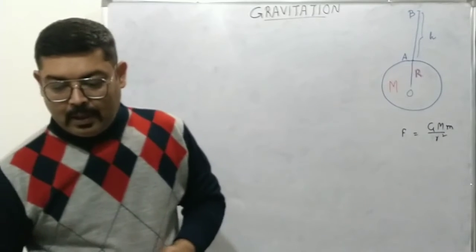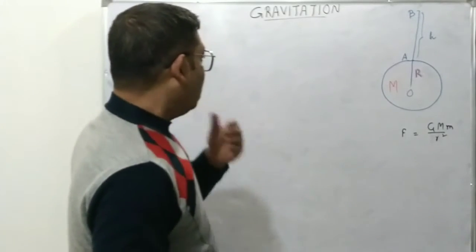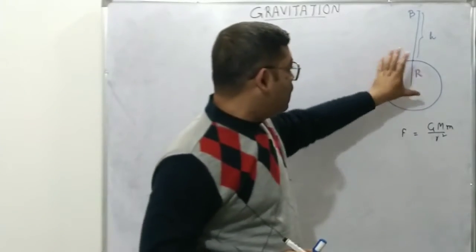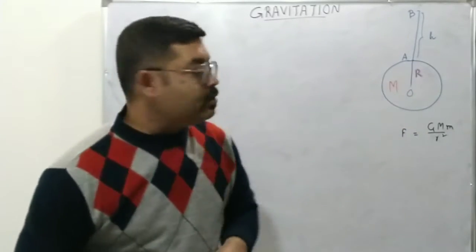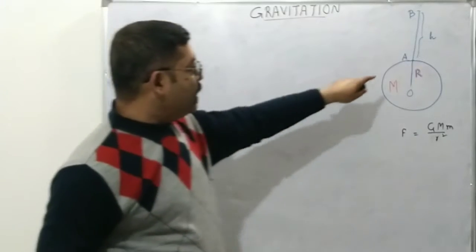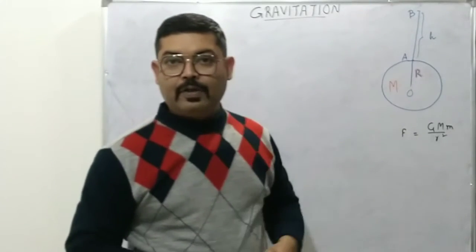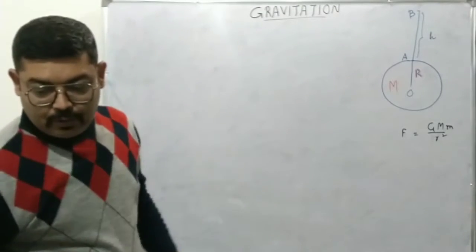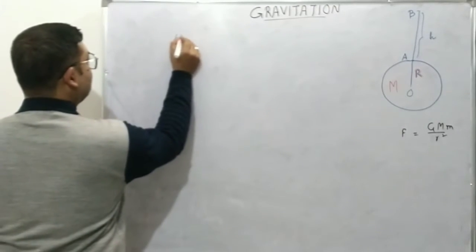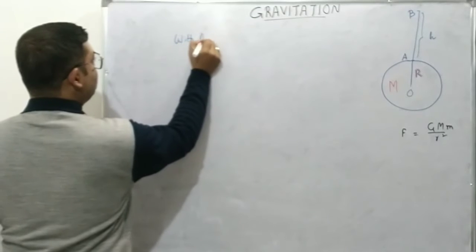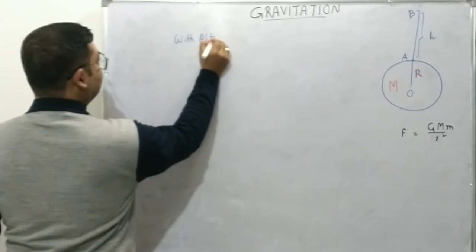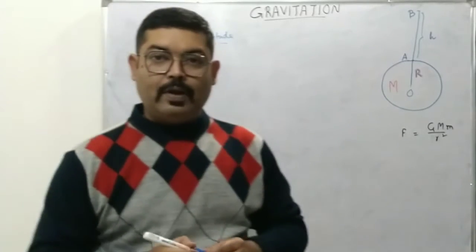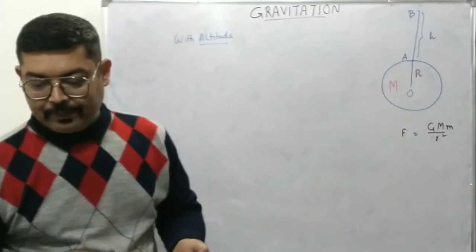Okay, now first let us consider the variation of acceleration due to gravity outside the earth's surface. That is to say, if the object is on or above the earth's surface, how will the acceleration due to gravity vary? Okay, so with altitude, that is with height from earth's surface, how is acceleration due to gravity going to vary?